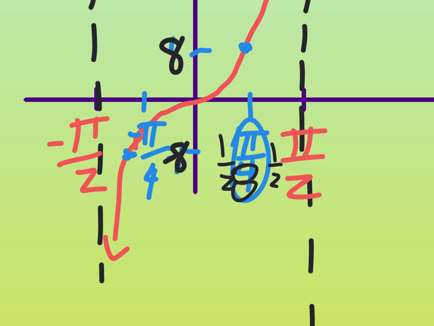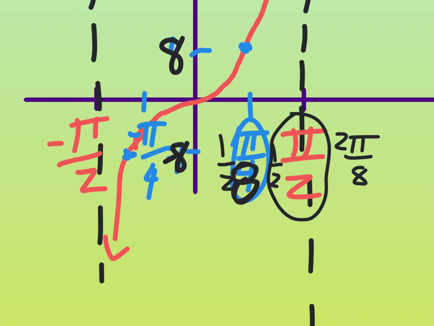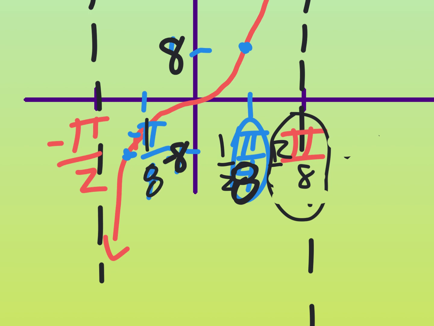You can. 1 pi over 8 could become 2 pi over 8, which would be the same as pi over 4. Pi over 4 and 2 pi over 8 are the same exact thing. But if I'm counting, I'd rather count by something consistent, like 1 pi over 8, 2 pi over 8. So that's what I would do. I would make this 2 pi over 8. And then at the end of the test, I'd go back and try to reduce things. And this is negative 1 pi over 8, and this is negative 2 pi over 8.